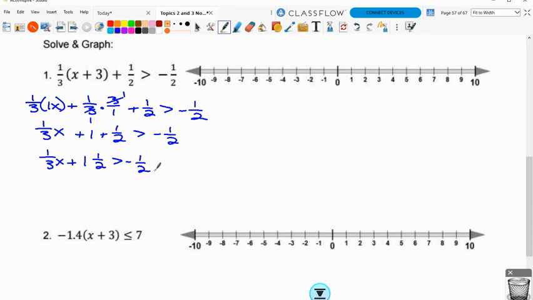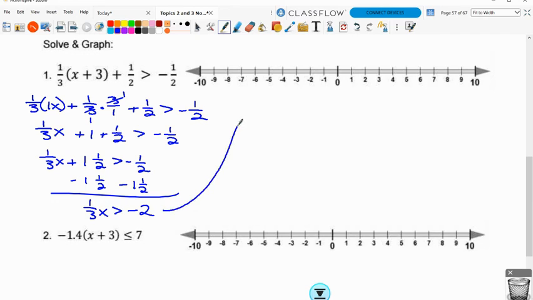So I'm going to start by subtracting 1.5 on each side so that I can isolate the variable term. On the left, 1.5 minus 1.5 is 0, leaving us with 1/3 x. On the right, -1/2 minus 1.5, those have the same sign, so I'm going to add them together. -1/2 plus -1.5 is -2. And we just subtracted on each side, which is going to preserve the inequality symbol. So 1/3 x is greater than -2.